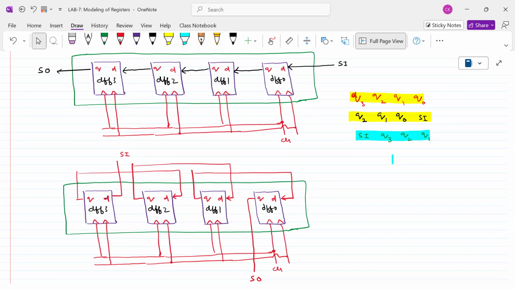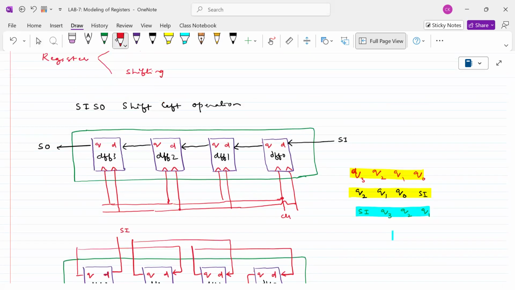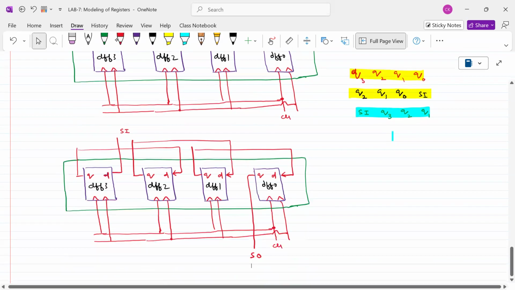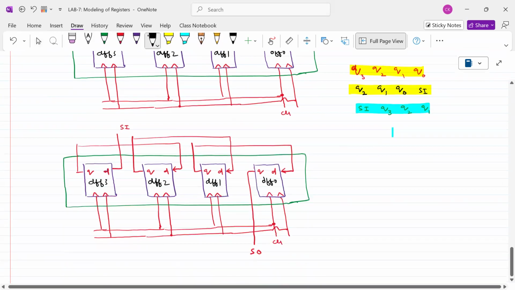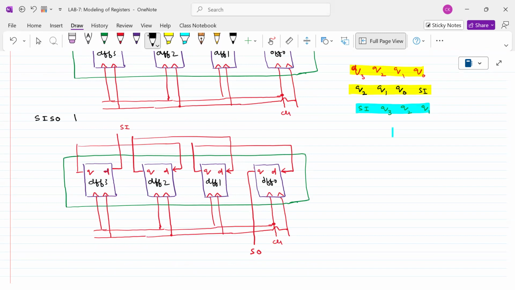So what is this called? Serial in, serial out, right shift register. This is a serial in, serial out, right shift register. Okay.